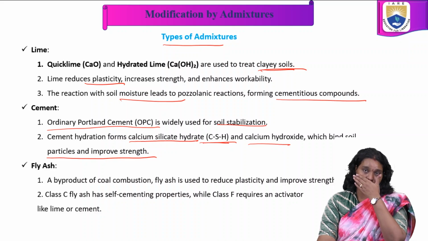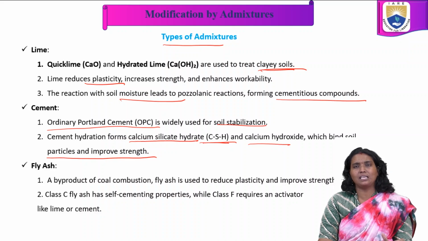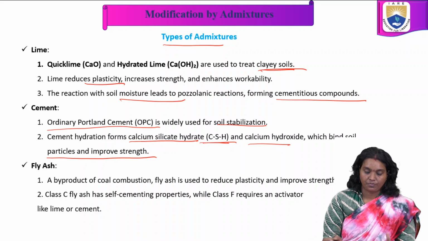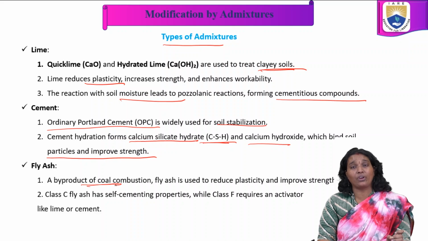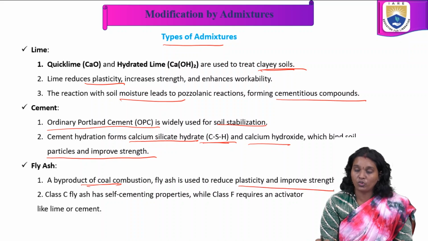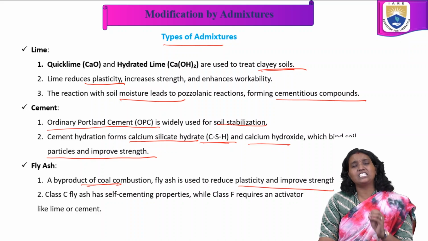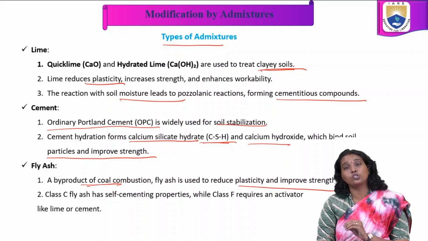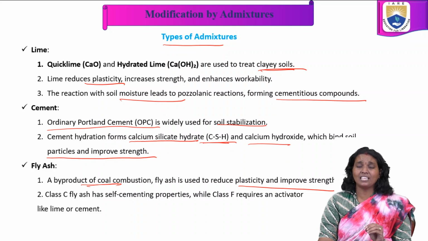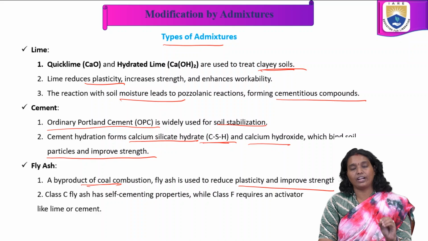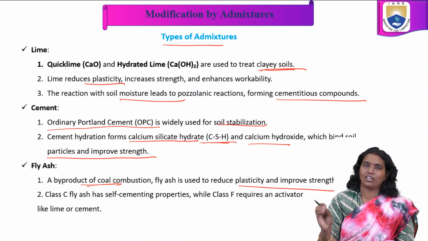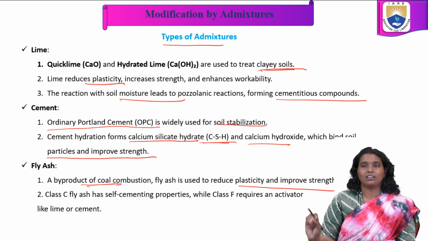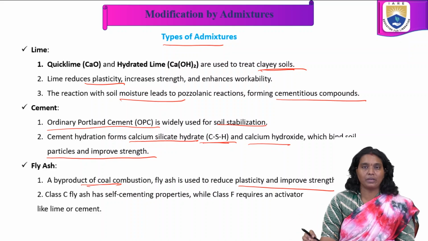The next one is fly ash. Coming to fly ash, it is the byproduct of coal. This fly ash is used to reduce plasticity and improve the strength. Different types of classes are also available, like Class C fly ash. Each class has its own properties and its own kind of behavior.